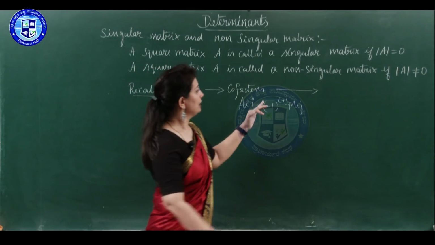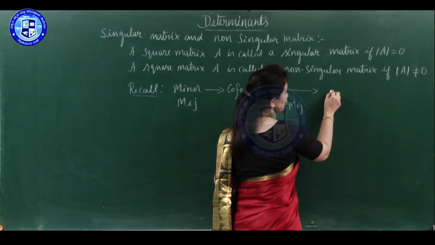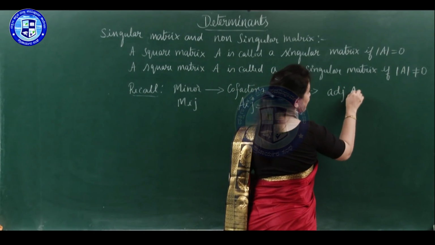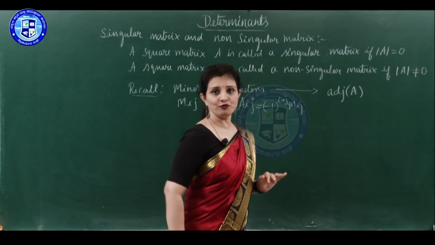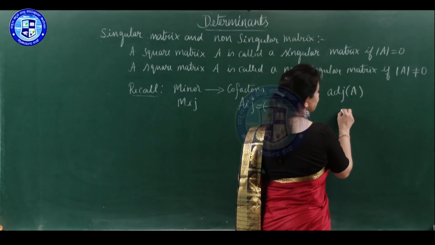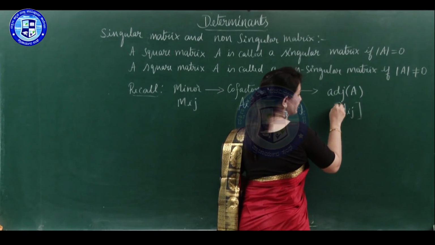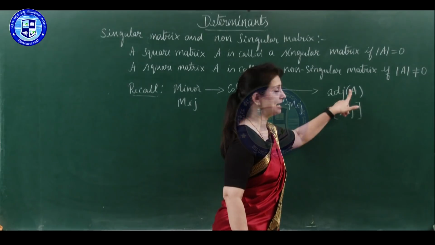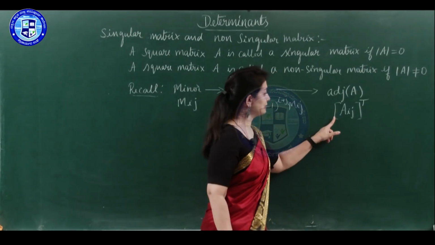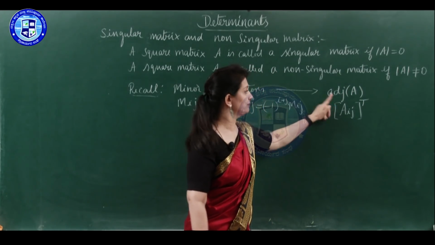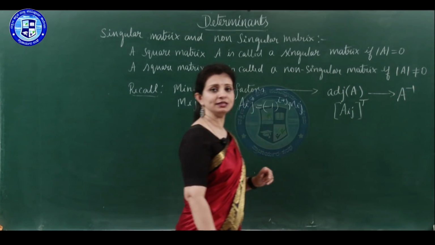Then you also learned to find the adjoint of a square matrix. The adjoint of a square matrix is denoted by adj A, and it is the transpose of the cofactor matrix. The cofactor matrix is denoted by matrix Aij of the same order as matrix A, and its transpose is adjoint A. And then you have learned how to find A inverse using adjoint of A.